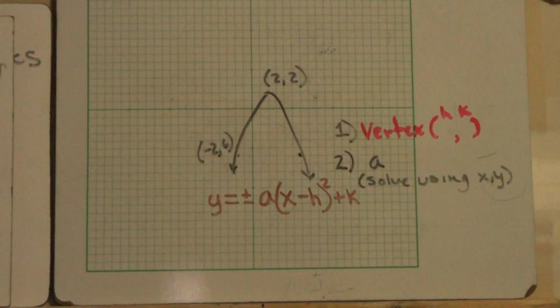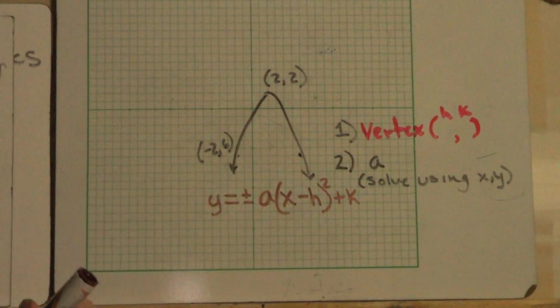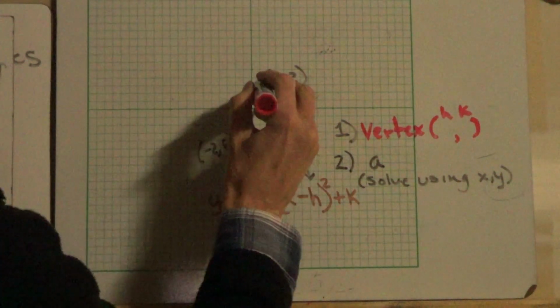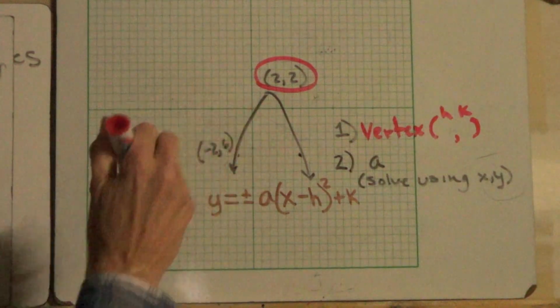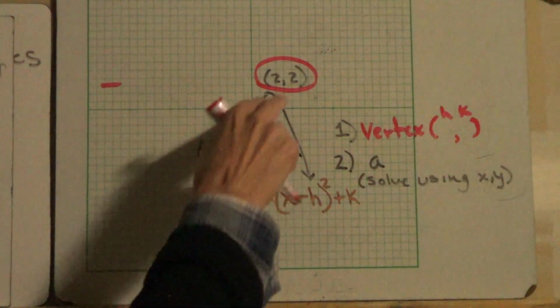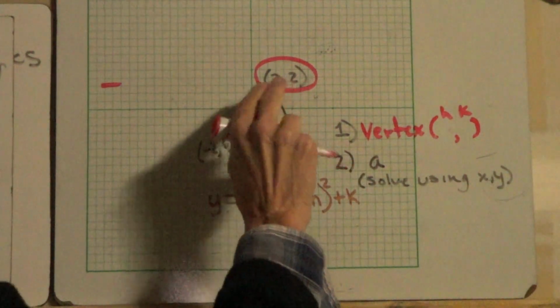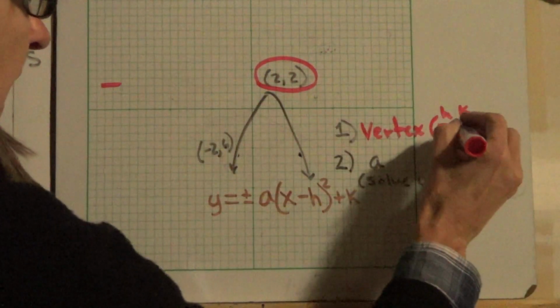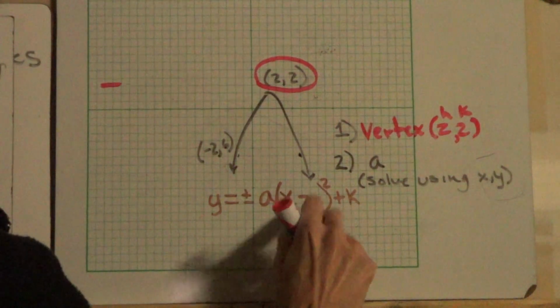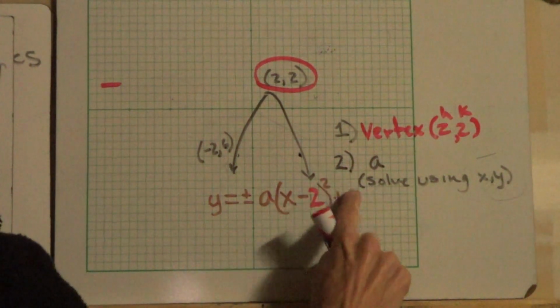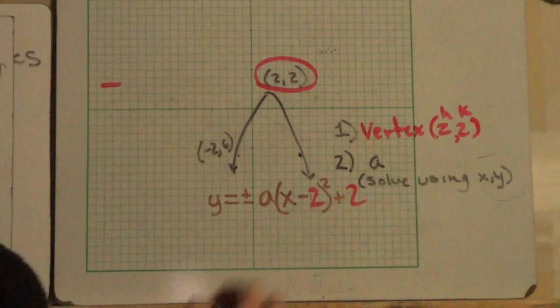Okay, now we're given a graph and we're asked to find the equation in vertex form. Not hard at all, you guys. The first thing you want to look at is the vertex, your maximum point. Now we already know this is going to have a negative out front because it's got the frown. Now we take our vertex at the maximum point and plug it in for h and k. So right here for h, plug in a 2. Right here for k, we plug in a 2.